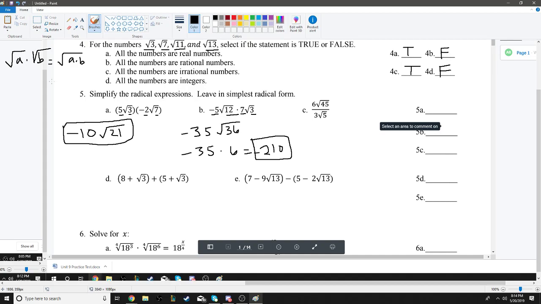Okay. So just like the rule that says we can multiply, we can actually divide them too. The square root of a divided by the square root of b is the square root of a divided by b. We can combine them into one root. So in the front, we have 6 divided by 3. That's equal to 2. And we have the square root of 45 divided by 5. Well, 45 divided by 5 is 9. And the square root of 9 is 3. And 2 times 3 is 6.